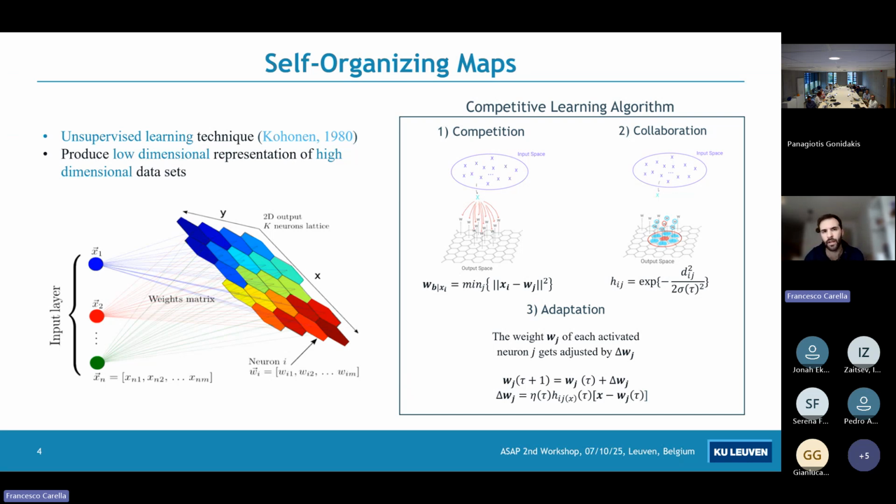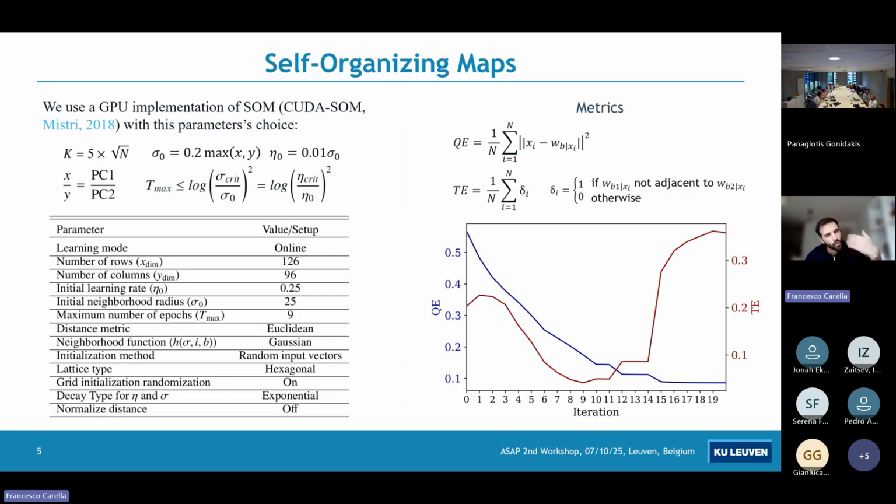Why? Because in the end, once you finish the training of the map, your map tries to be a local average of your input dataset. Of course, you don't want the map to be too close to your input data, but you also want a map that topographically reflects the input dataset. So in our work, we use a GPU implementation of the self-organizing map with this set of parameters. Let's not talk about it now; if you are interested, we can talk about it later.